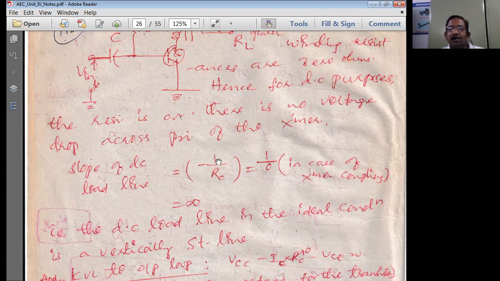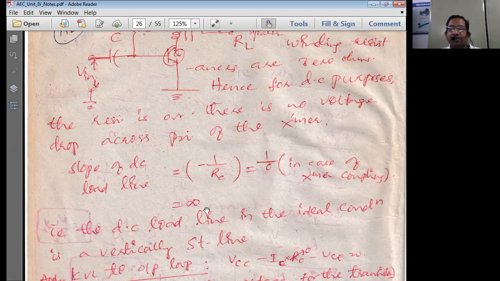What is the slope equation? It is dy by dx. Y is the vertical component, x is the horizontal component. So if the horizontal component is equal to 0, there exists only the vertical component. That means the DC load line for the transformer coupled class A power amplifier is always vertical to the axis. This is the important factor for the transformer coupled amplifier: we get a slope of the DC load line equal to infinity.